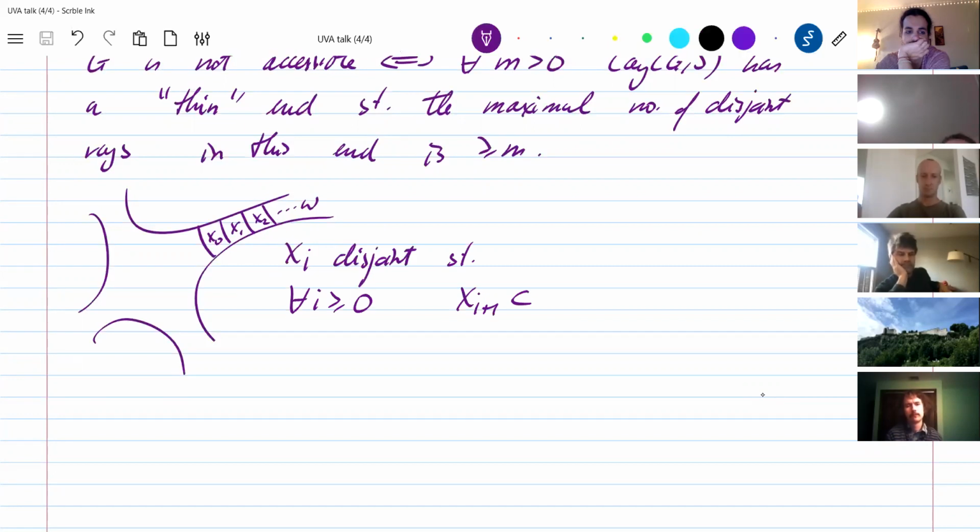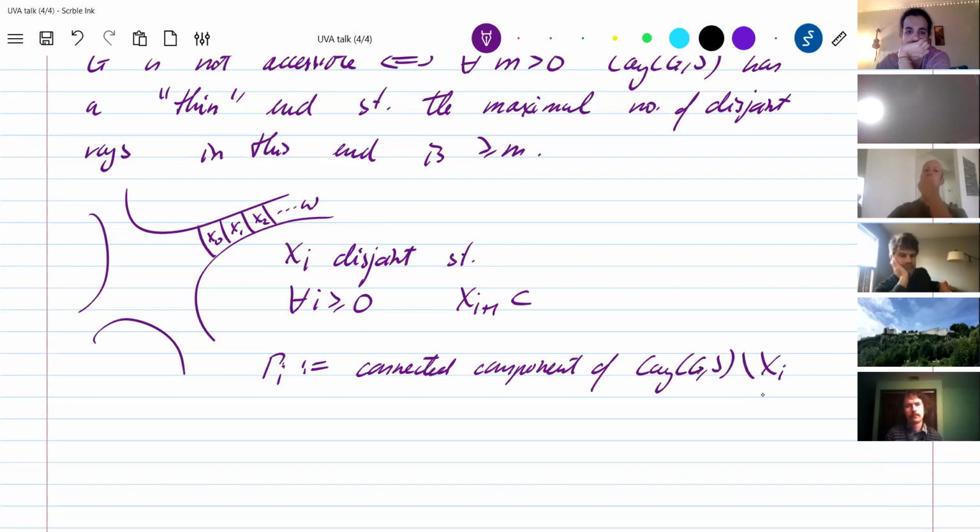Sorry. So yeah, maybe let's define. So let's call gamma_i the connected component of my graph, once I've taken away the subset x_i, that contains my end omega. So what I'd like is for the next x_{i+1} to be inside gamma_i. And I'd also like gamma_{i+1} to be inside gamma_i.